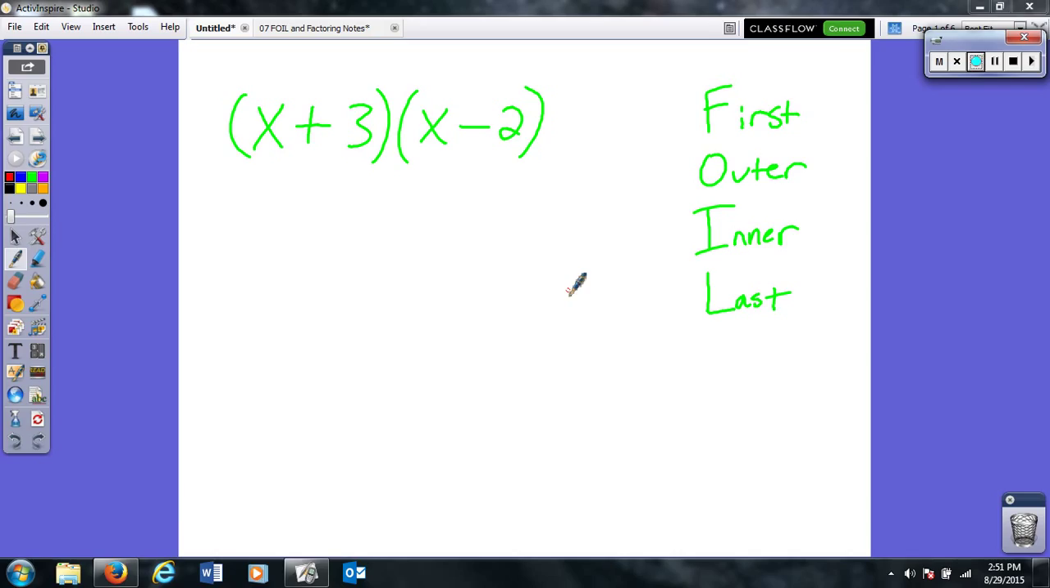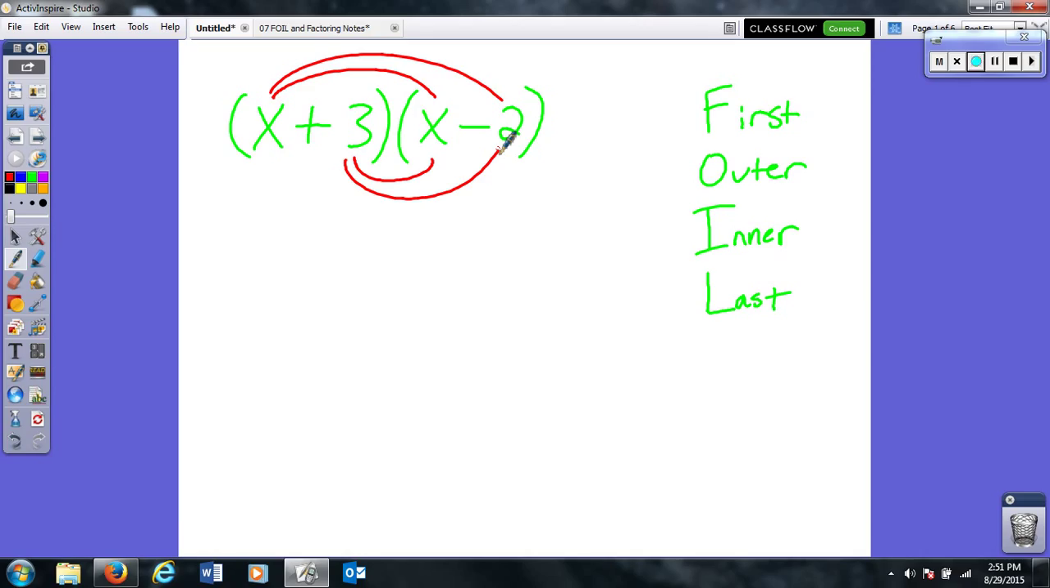So essentially what we're going to do here is we're going to have to do the distributive property, but we're going to have to do it twice. So we can take the x and distribute it through the second set of parentheses, but then we also need to take the 3 and distribute it through the second set of parentheses. So we're really just doing the distributive property twice here.